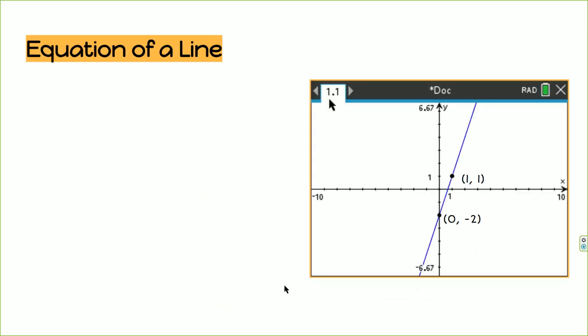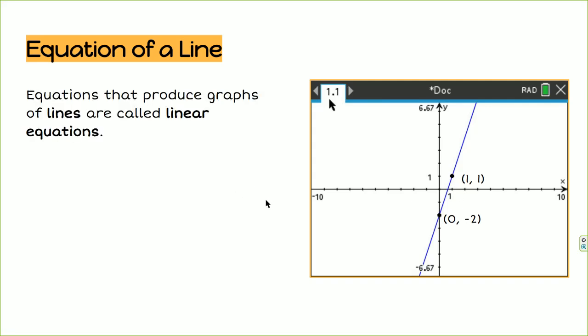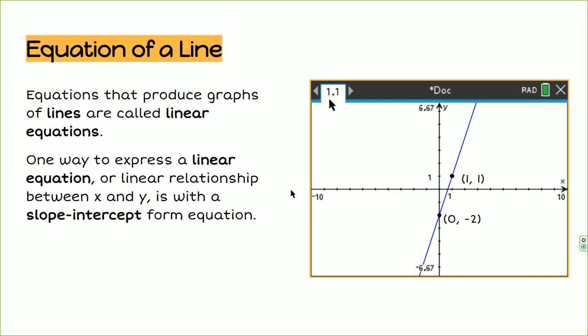The other thing we need to know how to do is use the equation of a line. So we can see in this picture, we have a line in blue that's connecting the point 0, negative 2 to 1, 1. Equations that produce graphs that look like lines are called linear equations because mathematicians are not very creative. And one way to express a linear equation or a linear relationship between 2 quantitative variables is with a slope-intercept form equation. And this is probably the very first way you learned how to write the equation for a line way back in middle school.